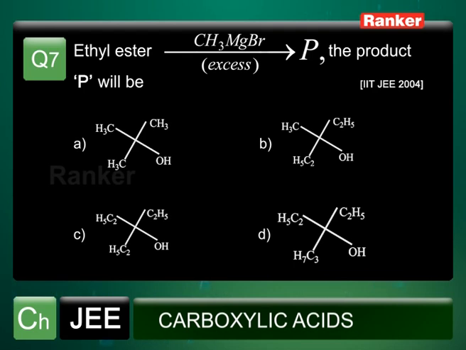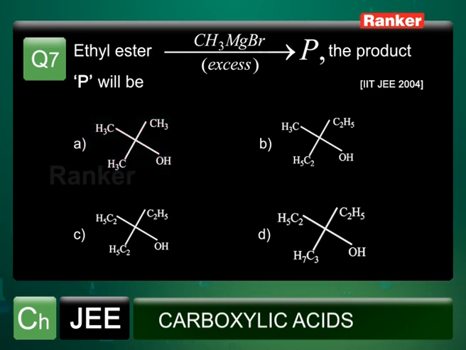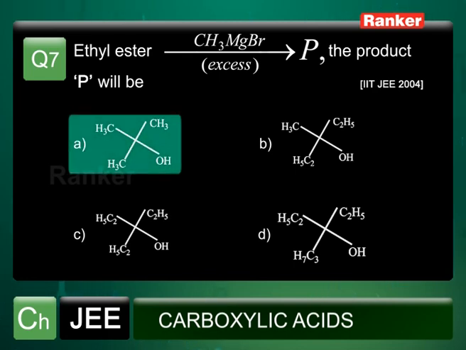But answer A is the right answer. That is two methyls with one known R group. This R also, therefore, we can take it as a methyl. So it is ethyl acetate he has taken and added with RMgX. So the tertiary methyl alcohol is formed. So therefore option A is the right answer. Tertiary methyl alcohol, that is option A, is the right answer.